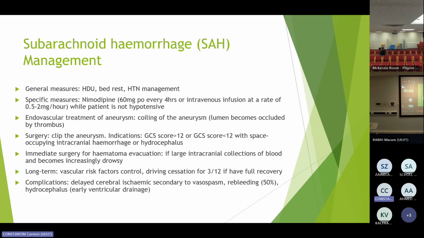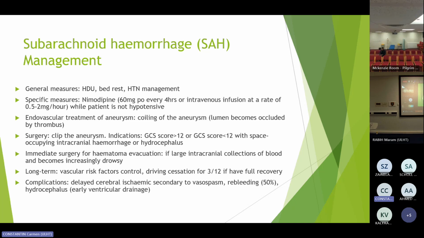So what is the management in subarachnoid hemorrhage? They do have to be highly monitored. Very important to have bed rest and hypertension management. Nimodipine is a very specific measure, can be used only if the patient is not hypotensive. So we have 60 milligrams 4 hourly orally, could be given as an intravenous infusion, especially if the patient is nil by mouth and treatment has to be started and we don't have an NG tube to start with.